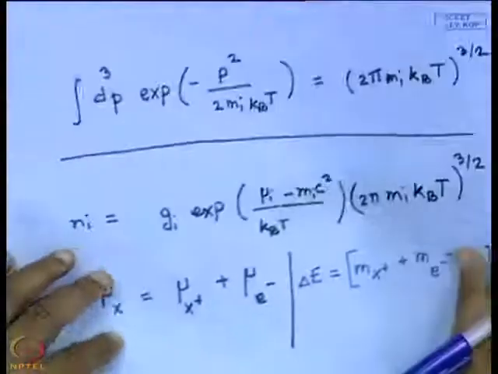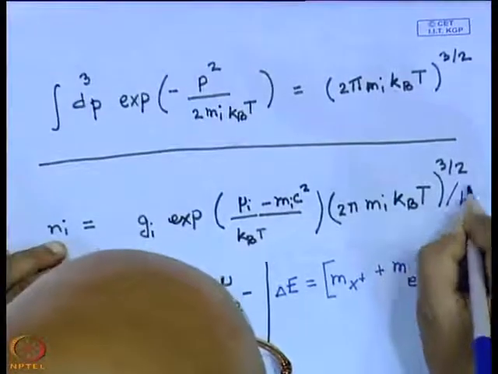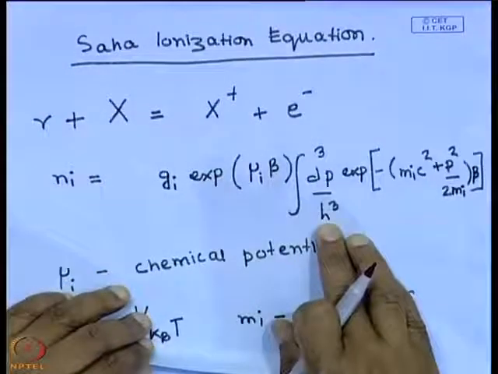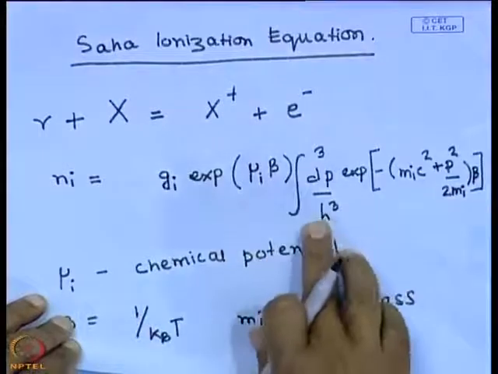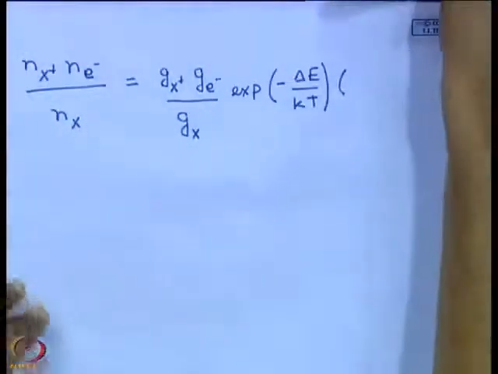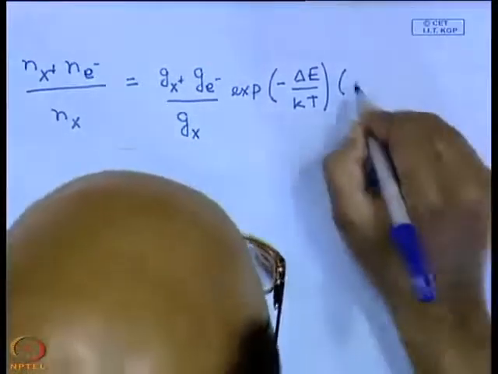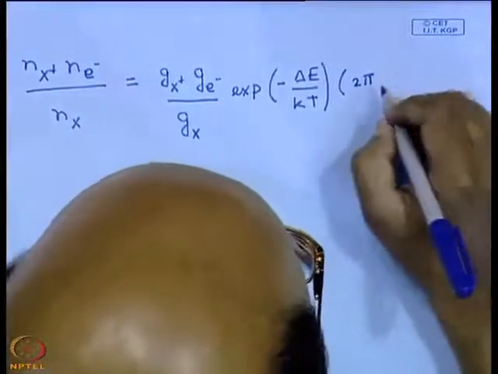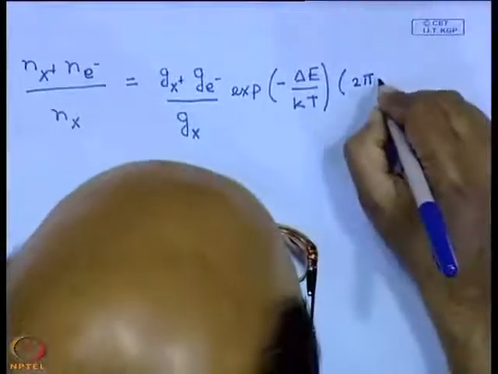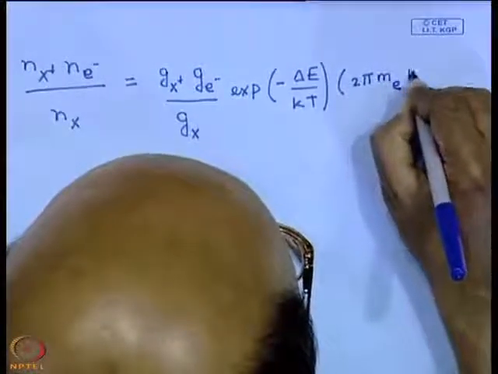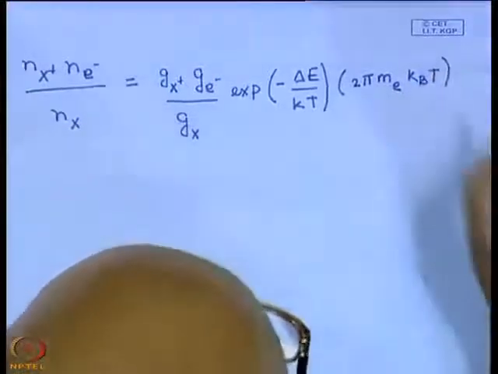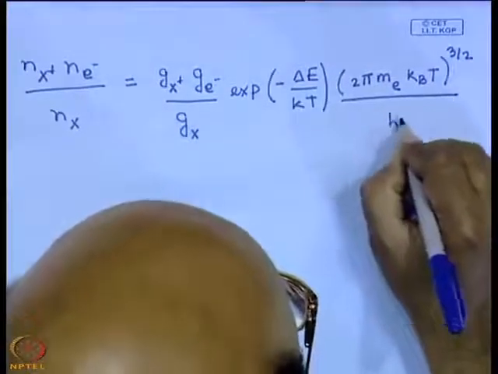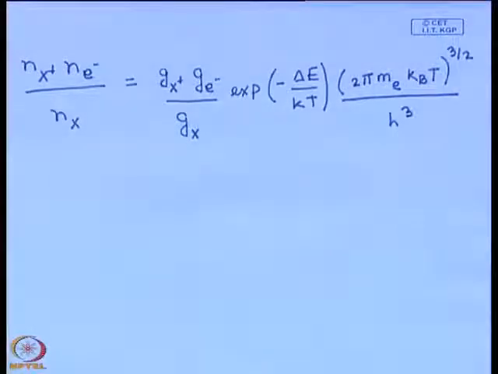oh, there should be a factor of h cube here, which I have forgotten to write down. The h cube comes from the phase space counting, right? You have to count per unit volume in phase space, which is h cube. So, we have this factor 2 pi into m, mass of the electron, kb T to the power 3 by 2 by h cube. This is the Saha ionization equation.